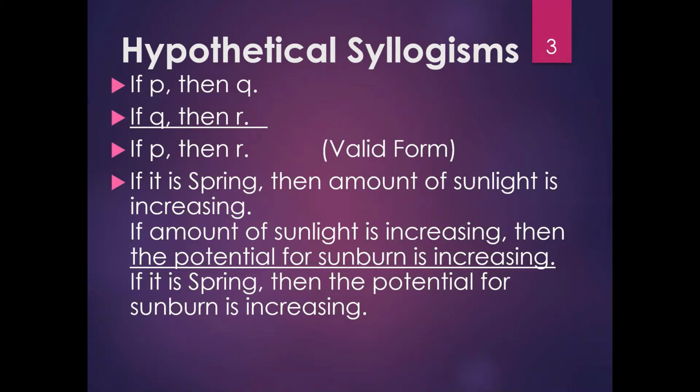To provide a standard way of speaking in this argument form, we can see this argument: if it's spring, then the amount of sunlight is increasing. That's our if P, then Q. If the amount of sunlight is increasing, then the potential for sunburn is increasing. And we can put those together and say that it's true that if it is spring, then the potential for sunburn is increasing. That's a hypothetical syllogism.